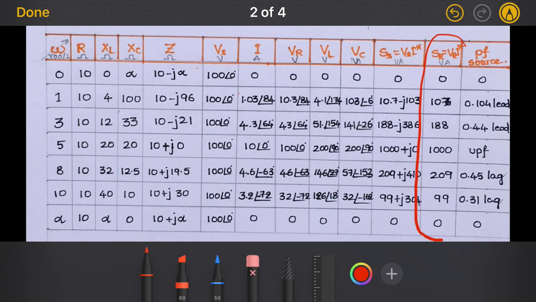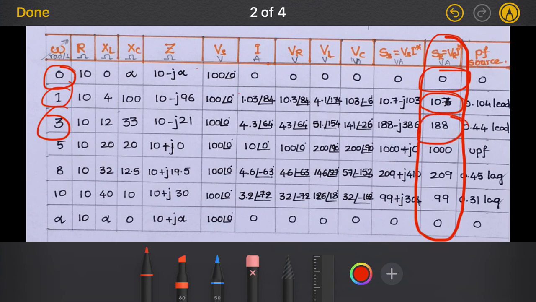the active power delivered to the RLC circuit, or active power absorbed by the resistor, at 0 radians per second is 0 watt. At 1 radian per second, this value is 10.7 watt. At 3 radians per second, frequency is increasing, active power absorbed by the resistor is also increasing, that is 188 watt. At 5 radians per second, this power is 1000 watt.